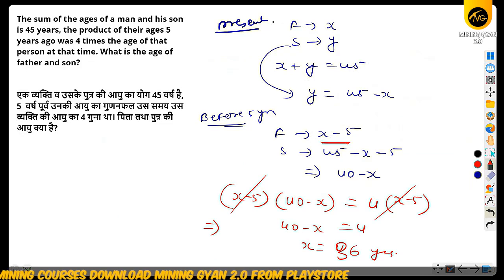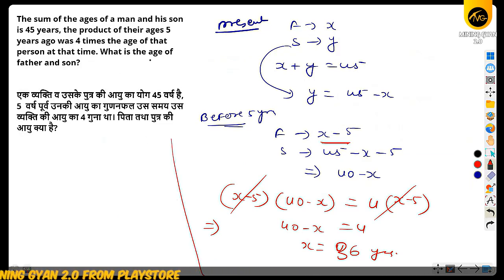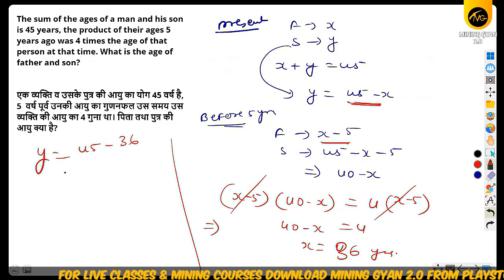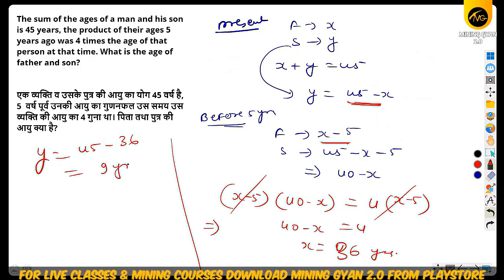So basically this is the present age of father. Now what is the question? What is the age of father and son? That means the present age of father and son. So y is equal to the age of father, and the age of son is 45 minus x, that is 36. So age of son will be 9 years old.